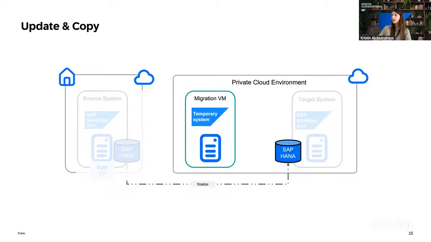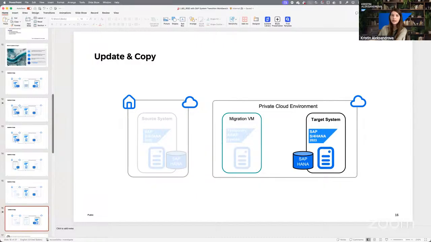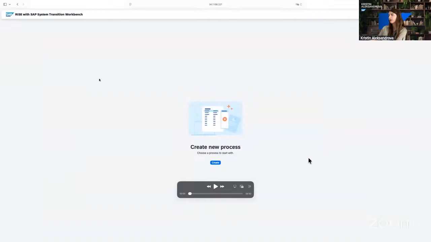Then, as we said, the beginning of the handover process is the switch of the application servers. So we bring the temporary system down and we start up the target system. As you will see, this is now a native functionality in the Transition Workbench, so you don't need to open any service request or anything like that. Okay, so with that in mind, let's take a short look at a demo of how this will look.